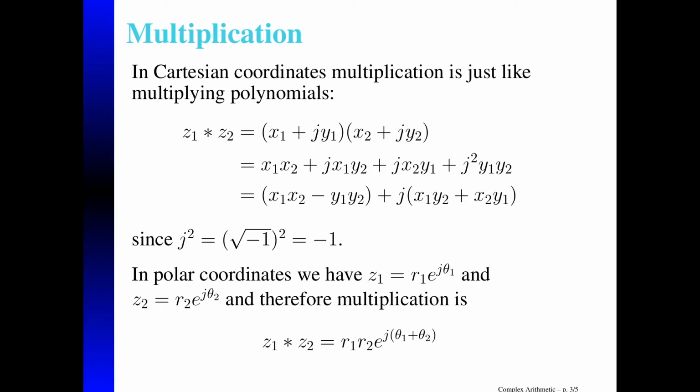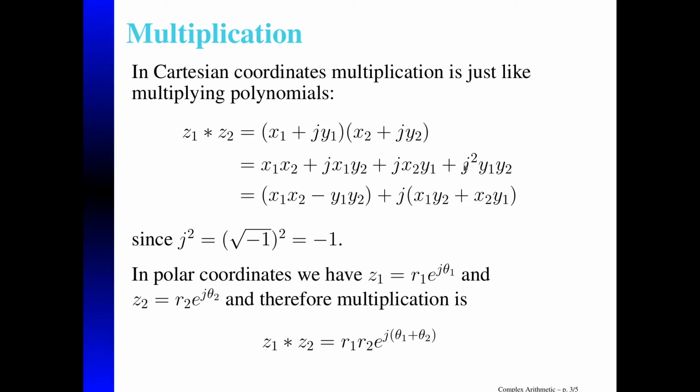Multiplication is like multiplying two polynomials, so I just use the FOIL method: first, inside, outside, last. So I multiply these two numbers together. I have x1 times x2 is this, x1 times jy2 is this, jy1 times x2 is this, and jy1 times jy2 is this. Now remember, j here is the imaginary number, square root of minus 1. So when I square it, I actually just get -1.